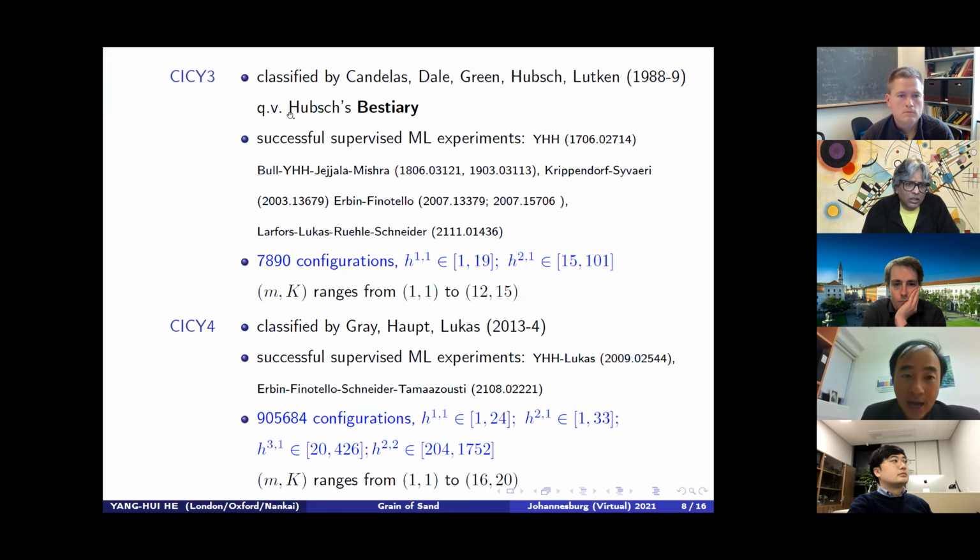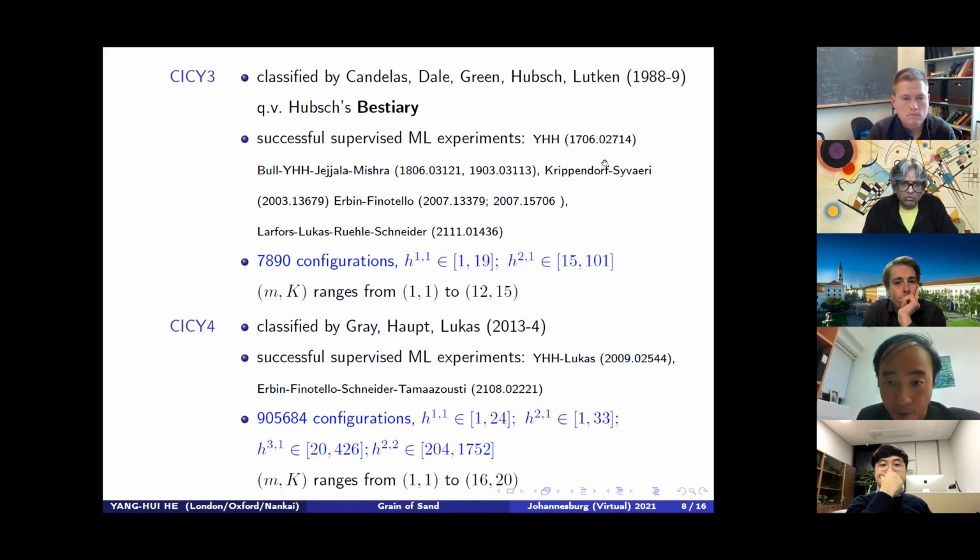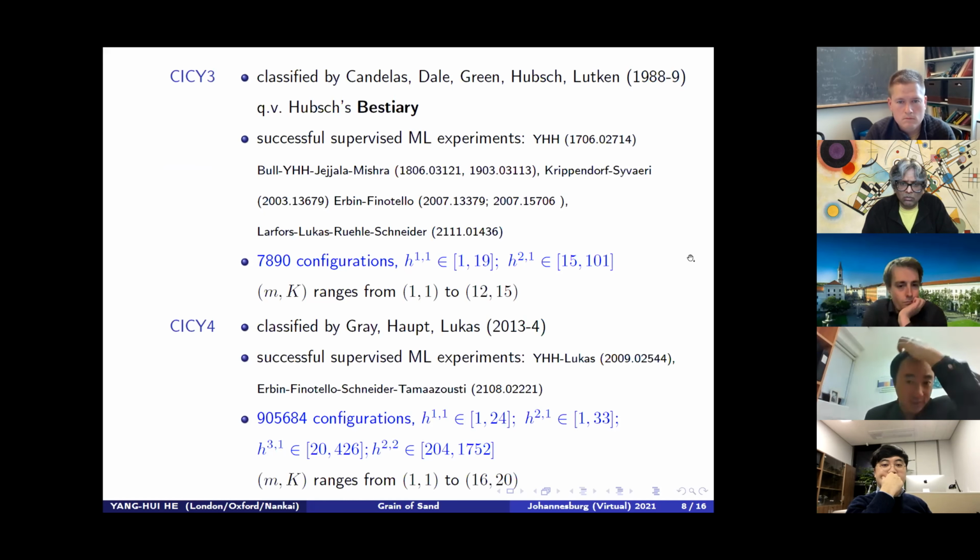As I said, the CICY3 data was done by Candelas and friends in the late 80s. And you can refer to Hübsch's book for a complete story about this. And this has already been done with lots of nice supervised machine learning experiments by various groups. I think the state of the art in supervised learning is by Erbin and Finotello, where they get 99.96% accuracy on h11. So these are on the h11 values of the Hodge numbers.